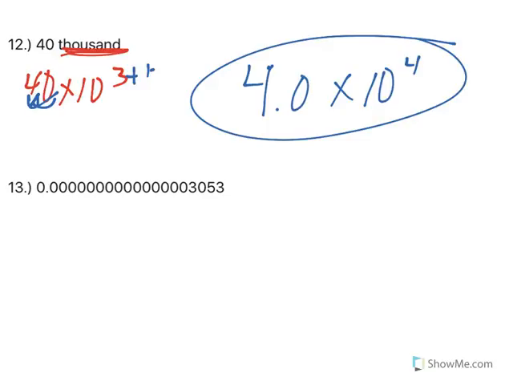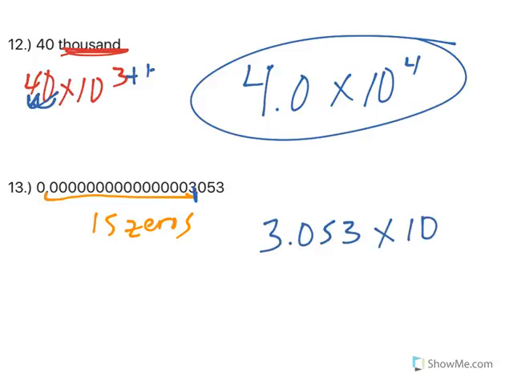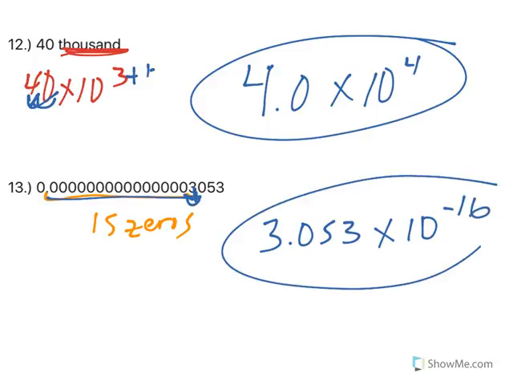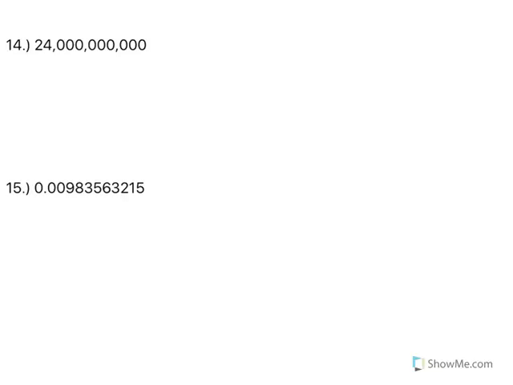Okay, in number 13, there are 15 zeros here, or there should be at least. So I want my decimal point to be after the 3. So 3.053 times 10 to the, it's going to be negative because it's a small number. 15 zeros plus that 3 means negative 16. 14, now this is a big number. So 2.4 times 10 to is going to be a positive exponent because 24 billion is bigger than 10. So 3, 6, 9, 10 times 10 to the 10th.